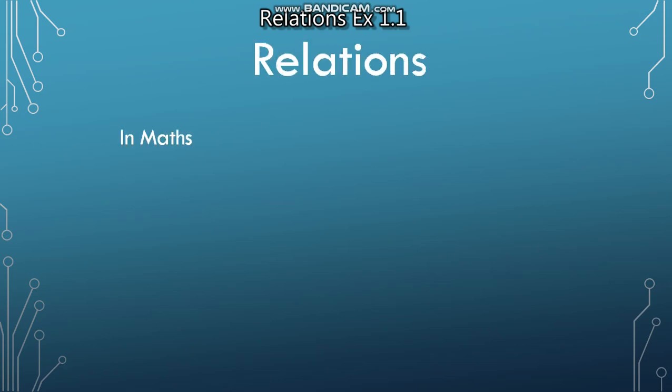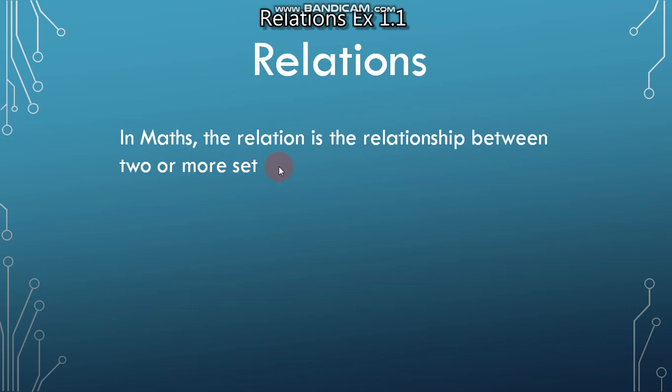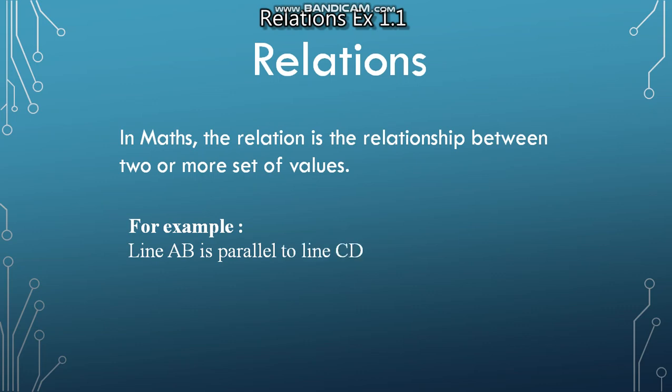First, relations. In maths, a relation is the relationship between two or more sets of values. For example, line AB is parallel to line CD. Here the relationship between line AB and line CD is that both lines are parallel. Similarly, line AB is perpendicular to line CD means the relationship between line AB and CD is that both lines are perpendicular. So that can be written as line AB is related to line CD.